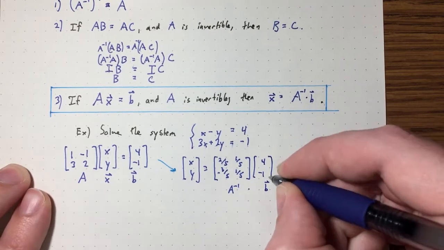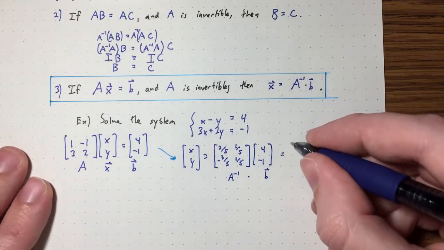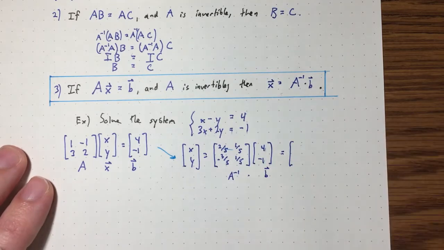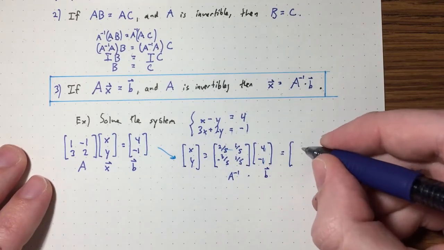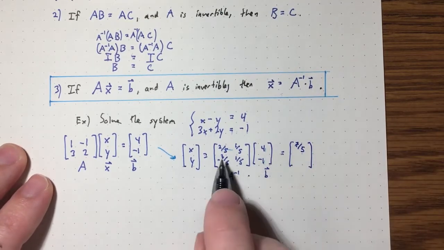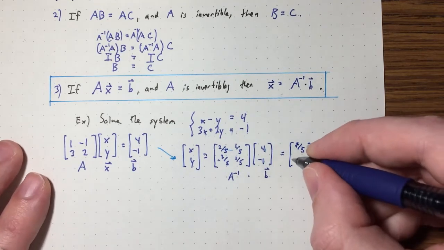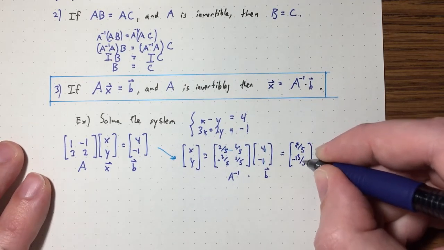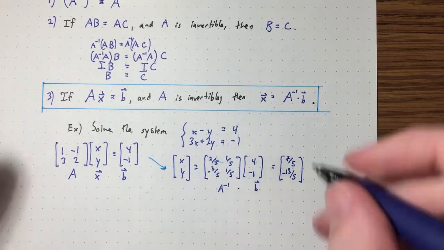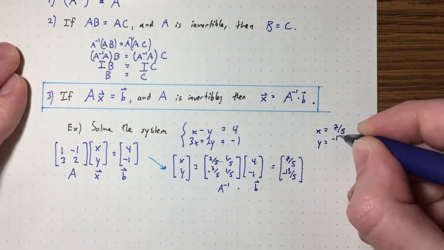Okay, so let's multiply this out. So I can do it this way. There's my first entry. It'll be 2/5 times 4, which is 8/5, minus 1/5, which is 7/5. That's my top entry. And this entry will be minus 3/5 times 4, minus 1/5, which is minus 13/5. So x equals 7/5, and y equals minus 13/5.